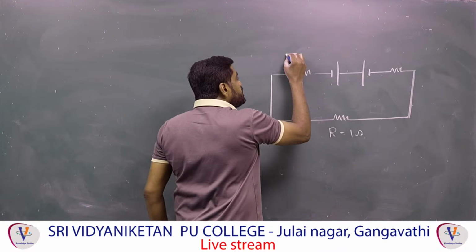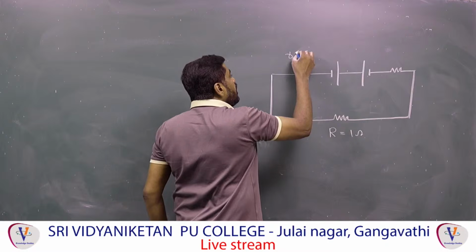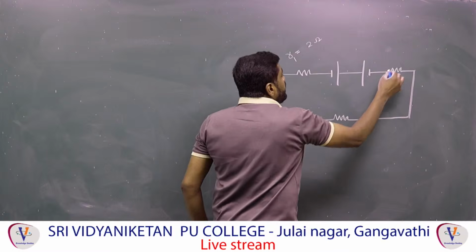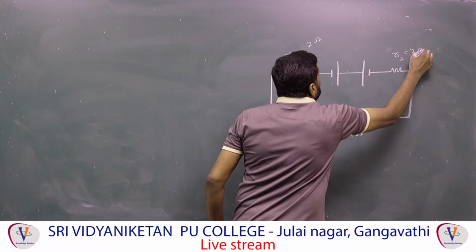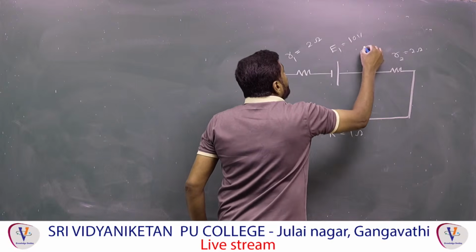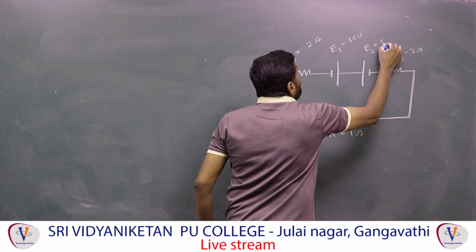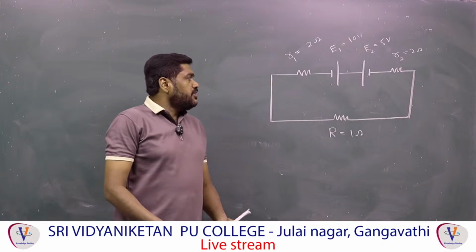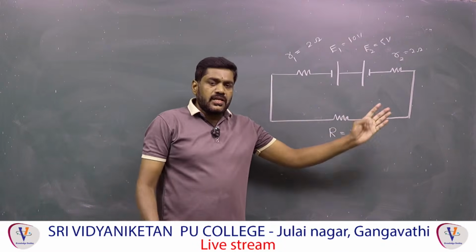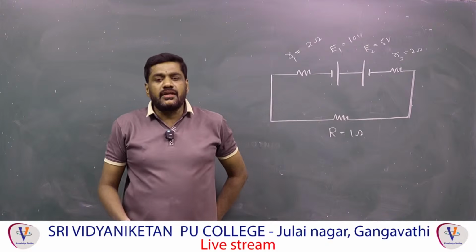If you consider the internal resistances, R1 is equal to 2 ohm, and R2 is equal to also 2 ohm, and the EMF E1 is equal to 10 volts and E2 is equal to 5 volts. Because these resistors are very close to the cells, you can consider them as internal resistance.